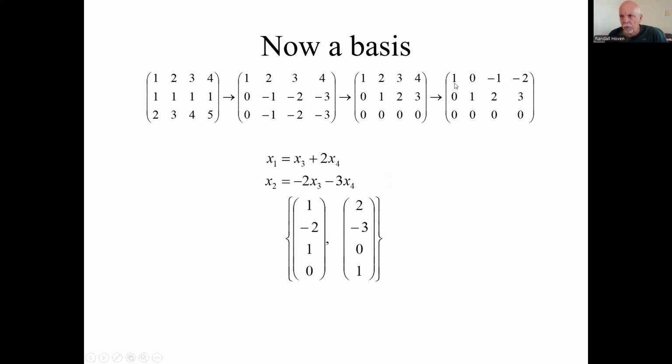What this top row, for example, means is that x1 minus x3 minus 2x4 equals zero. This says x2 plus 2x3 plus 3x4 also equals zero. From those scalar equations, you can rewrite them this way so that your pivot variables are expressed in terms of non-pivot variables. I don't know if that was clear when I went through it.